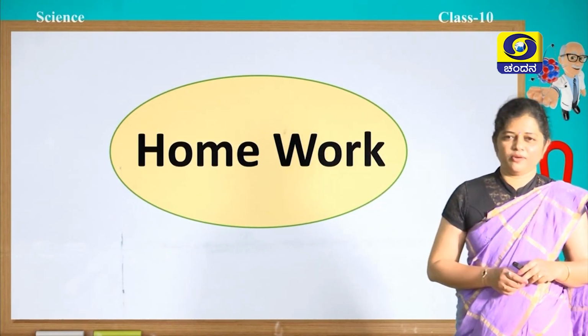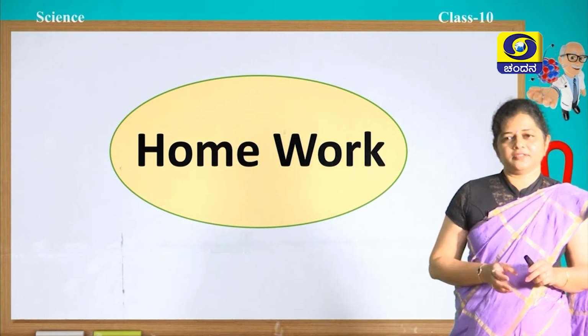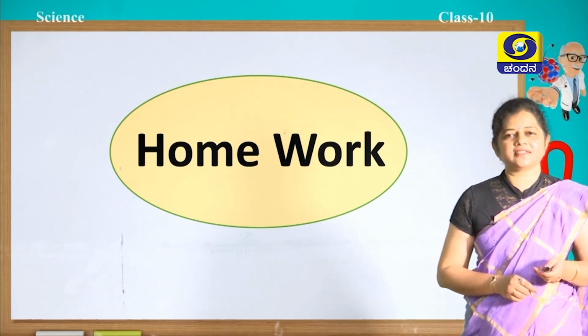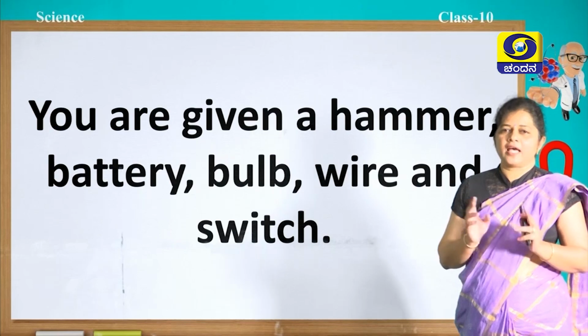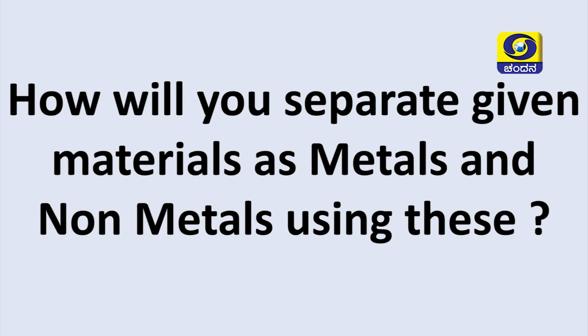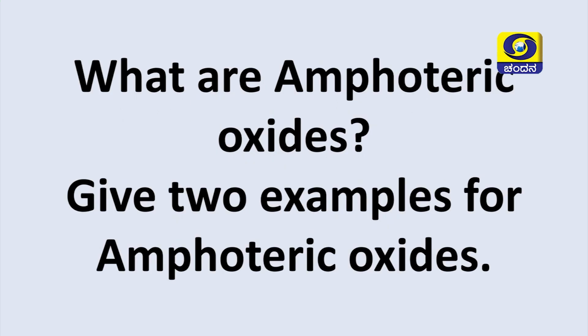And now it's time for your homework. I'll give you a few questions which you have to answer and show to your teachers. The first question is, suppose you are given a hammer, a battery, a bulb and a wire with a switch. How will you separate the given materials as metals and non-metals using these materials? And how will you use this test to differentiate the metals and non-metals? Another question: what are amphoteric oxides? Give 2 examples of amphoteric oxides.